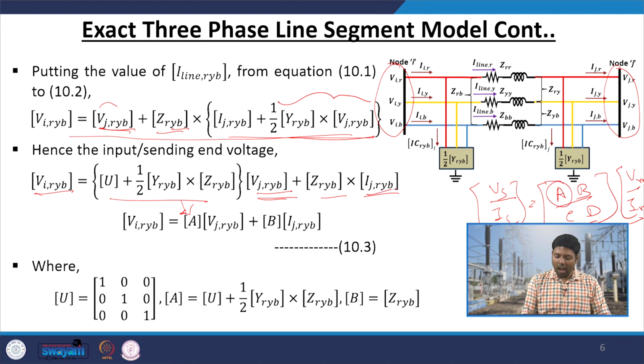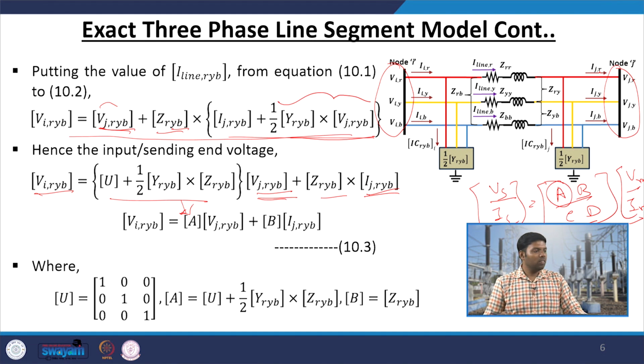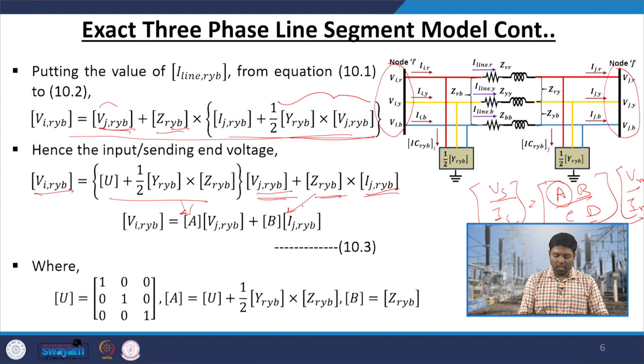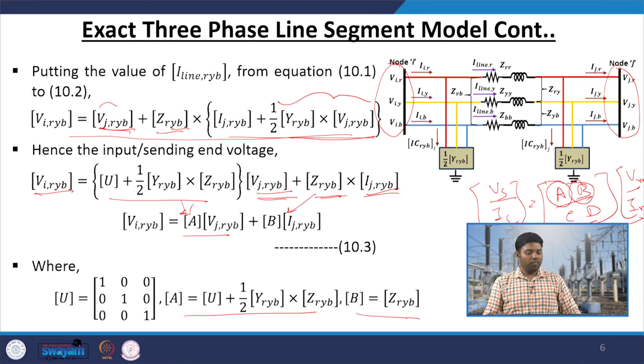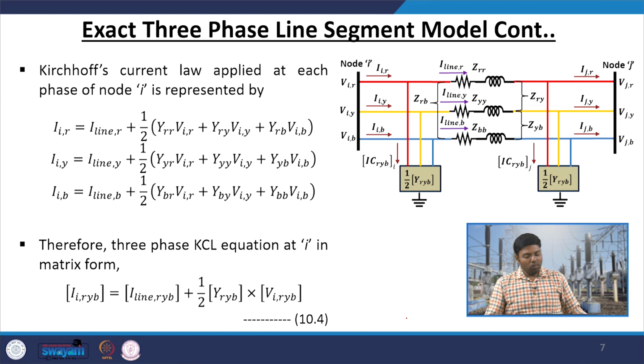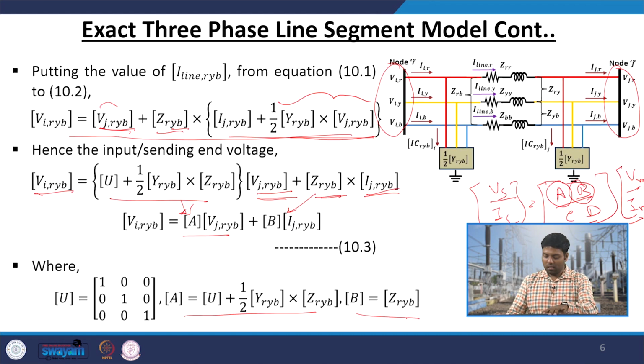Similarly, I_j RYB, that is your receiving end current. So, this Z RYB will be represented as the B matrix. So, this is your A and this is your B matrix for the 3 phase line segment. So, we have represented the sending end voltage in terms of receiving end voltage and receiving end current. Now, we will see the next one, that means you have to represent the sending end current in terms of receiving end voltage and receiving end current.